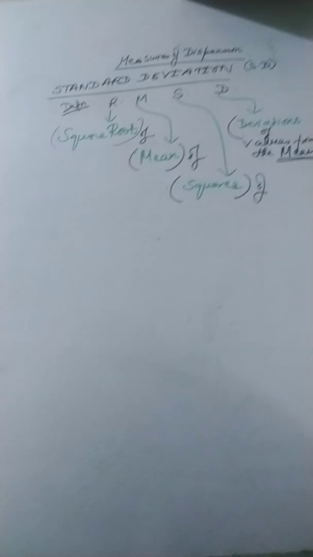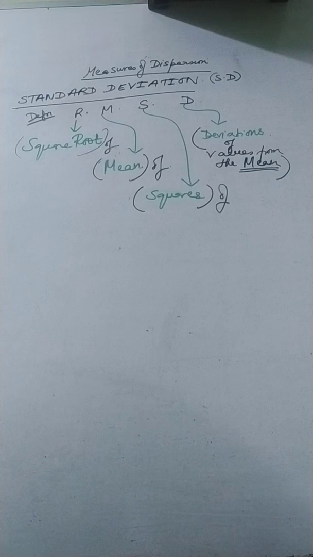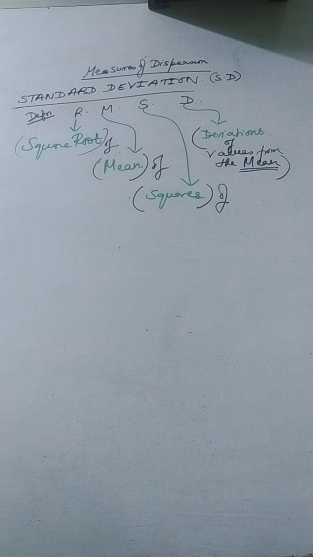What is it? It is the square root of the mean of, mean means what? Average. Okay, it is the square root of the mean of the squares of the deviations of the values from the respective mean, from the mean of the distribution. Let us see what it means. Okay, you have a set of values given to you, right?